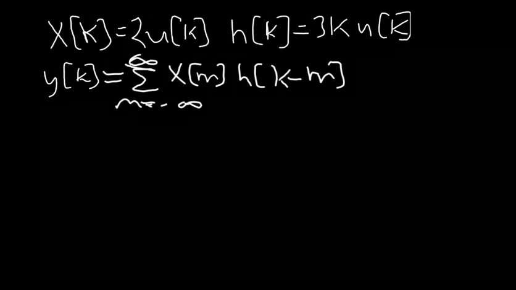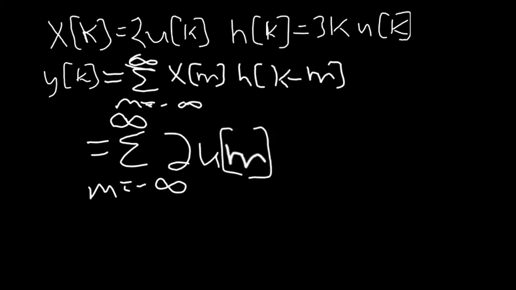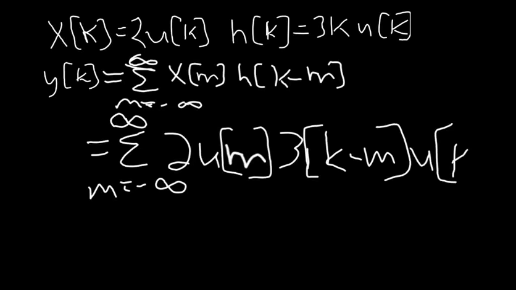So we have y sub k equals the summation from negative infinity to infinity of 2 u sub m, because it's x of m, and 3k minus m u sub k minus m, because you always want to flip and then shift your h. From the u sub m, we can get our bounds for the convolution, so we don't have to go from negative infinity to positive infinity.